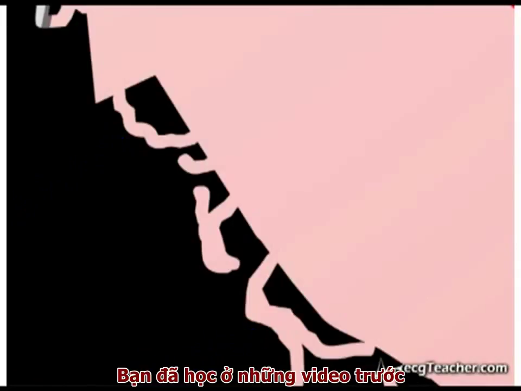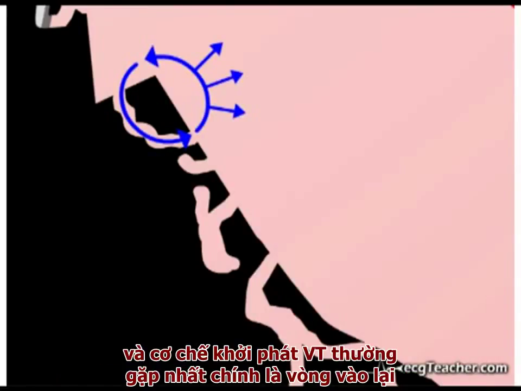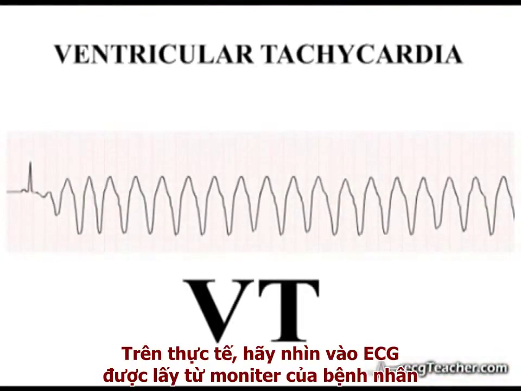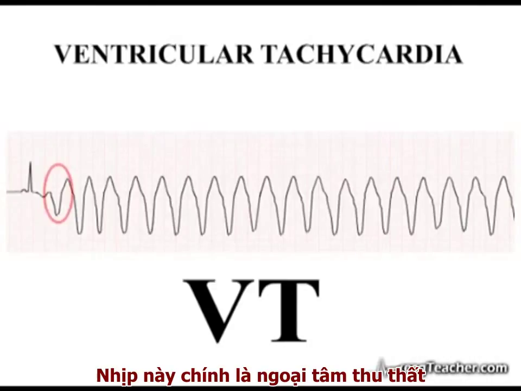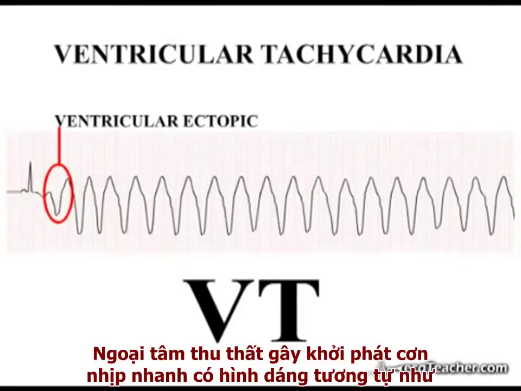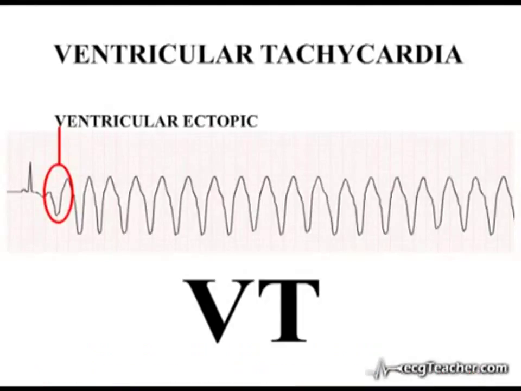You learned in the preceding videos that these are the conditions in which re-entrant loops arise, and the commonest mechanism triggering VT is re-entry triggered by premature ventricular contractions. In fact, looking back at our patient's monitor, this beat represents the initiating ventricular ectopic. You'll notice that the triggering ventricular ectopic is similar in morphology to the QRS complexes of the subsequent tachyarrhythmia.